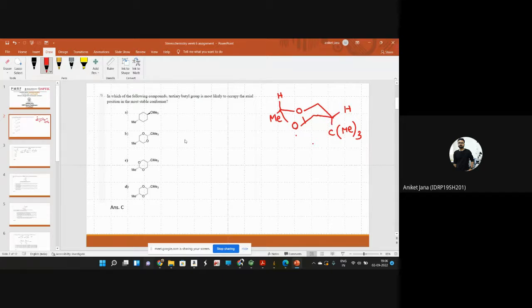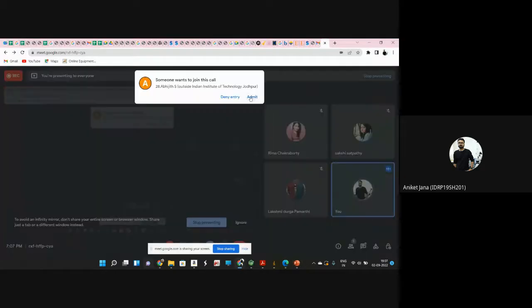Okay, and in case of structure B, as you can see, this is a similar kind of structure, but here methyl is there, and the positions of the oxygen are reversed. Means it is situated in the 1,3 position with respect to the methyl group, but as the tertiary butyl group is much bulkier than the methyl group, in case of option C, the tertiary butyl group will keep itself in the axial position and it is the stable conformation.